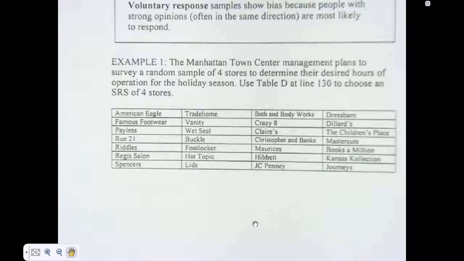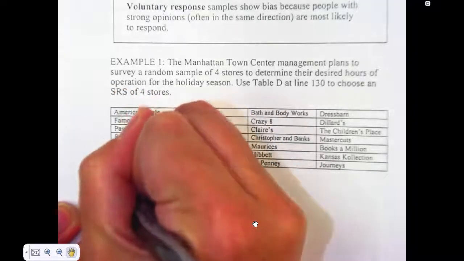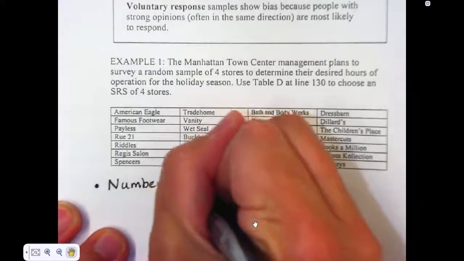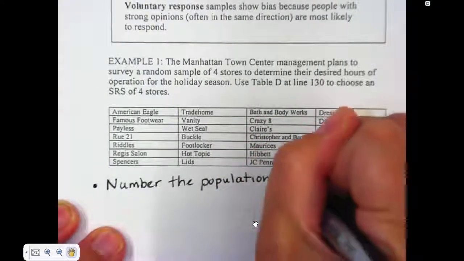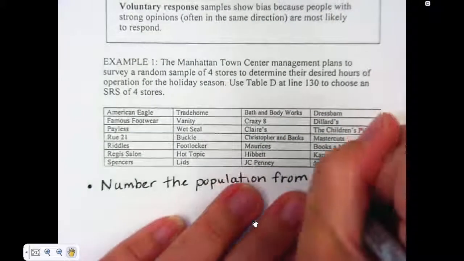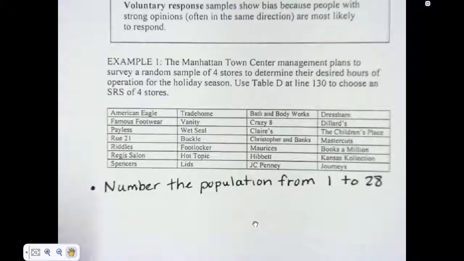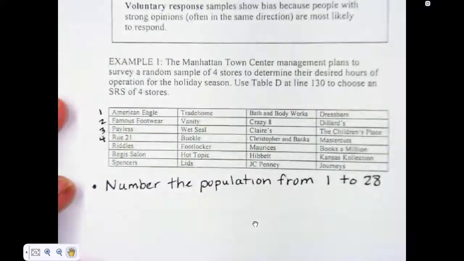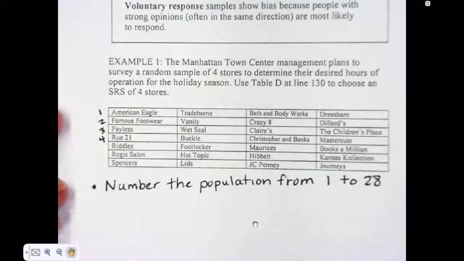Okay, so the first step when you're taking a simple random sample is to number the population. So I'm going to number the population from 1 to 28. Okay, so each one of these would be numbered. I'd have 1, 2, 3, 4, 5, 6, 7, 8, all the way to 28. There are 28 stores there. That's the first step. We're going to actually go through this with the random number generator over the next couple days.